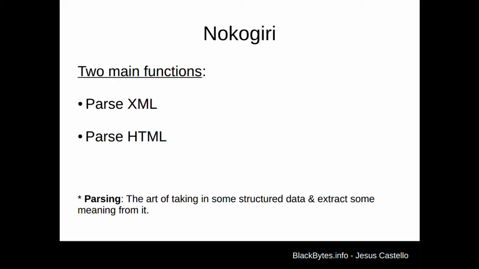And in case you are not familiar with this word, what parsing means is the art of taking in some structured data and extract some meaning from it. So let me explain that for you. Structured data, I'm talking about HTML, XML, JSON. Okay, so just some piece of data. It could be text, it could be binary, as long as it has some kind of structure. And you want to extract meaning from it, like the title from a website. Okay?